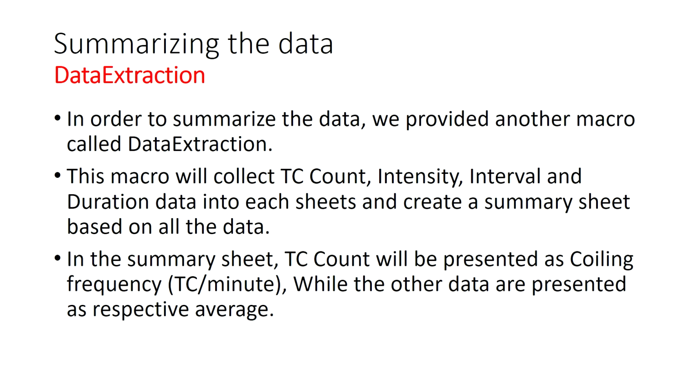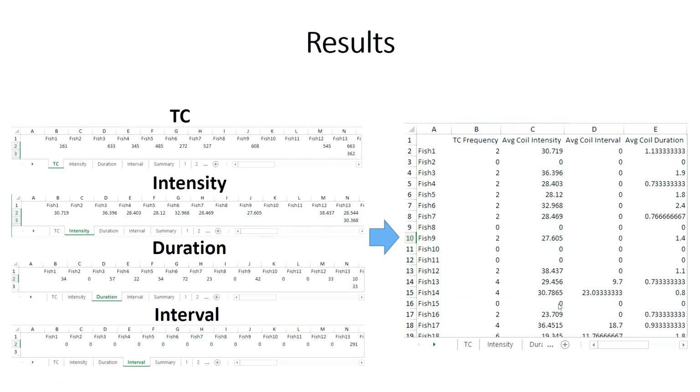And to summarize the data, we provided another macro which is called data extraction. In this macro, it will collect the TC count, intensity, interval, and duration data into each sheet and create a summary sheet based on all the data. And in the summary sheet, the TC count will be presented as coiling frequency or TC per minute, while the other data are presented as respective averages. And these are the results.